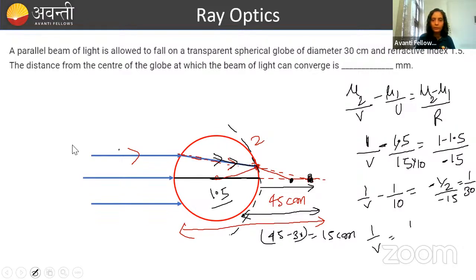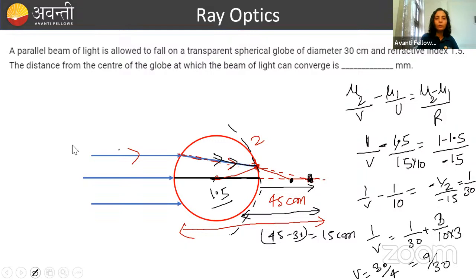Okay? So 1 by V is equal to how much? 1 by 30 plus 1 by 10. So just do one thing. Multiply it with 3, divide it with 3. Do both things, 4 by 30. So what is the image distance from this surface? Final image distance is 30 by 4.